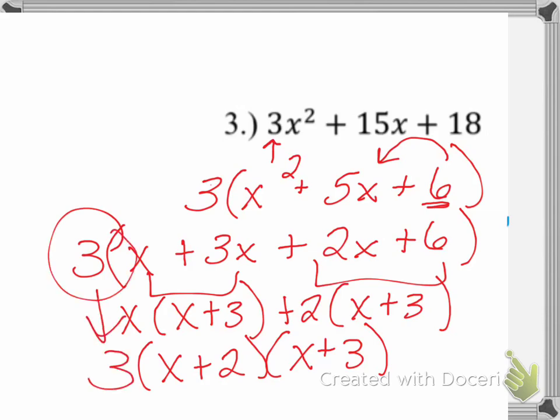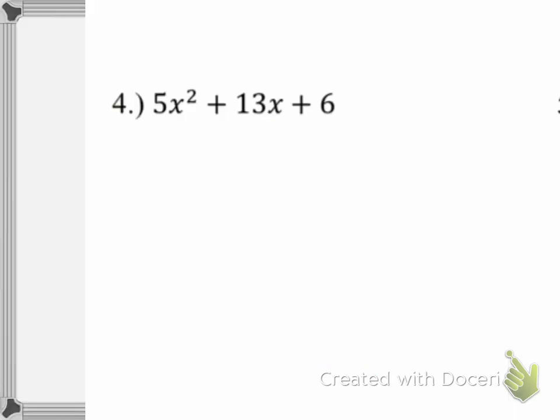Both options work, but I prefer if you guys factor out a GCF as your number one step, okay? Because a lot of times we won't catch that we can keep factoring. So looking at number 4, now that I've personally learned that, I'm going to make sure that there isn't a GCF right off the bat, and there's not. 5, 13, and 6, they don't have anything in common.